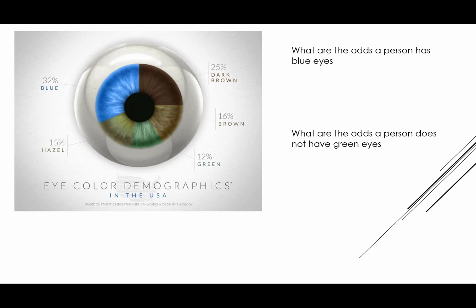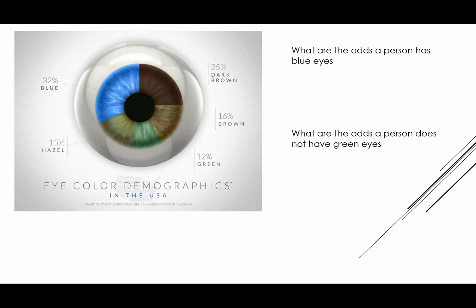Let's try going from probability to odds. So here I have eye color in the US. It says 32% of people have blue eyes, 15% have hazel, 12% have green, 16% have brown, and 25% have dark brown. So let's find the odds a person has blue eyes.